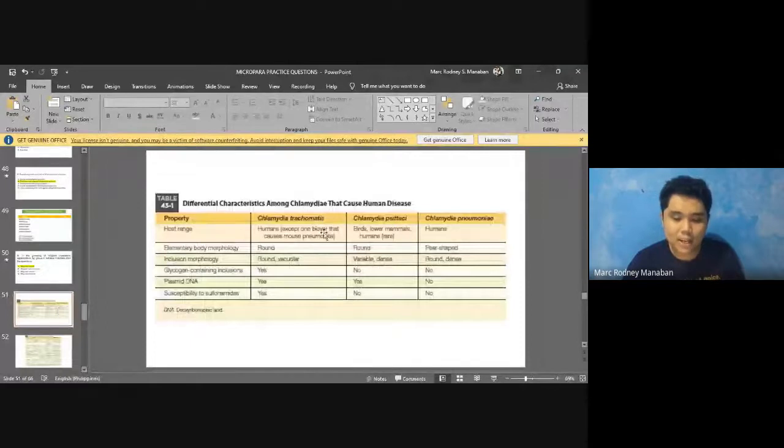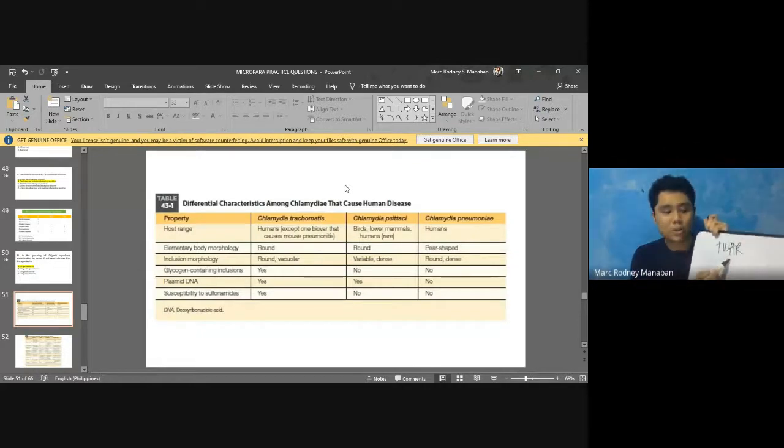Alright. Now take note, dears, chlamydia. Chlamydia is an intracellular organism, like a virus, an obligate intracellular. Take note of Chlamydia pneumoniae, what we call the TWAR strain, or known as the Taiwan acute respiratory strain. Alright? It was first isolated in Taiwan. Chlamydia pneumoniae, TWAR. It infects the lungs.